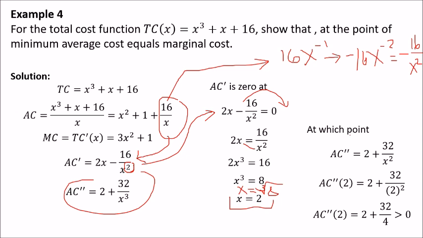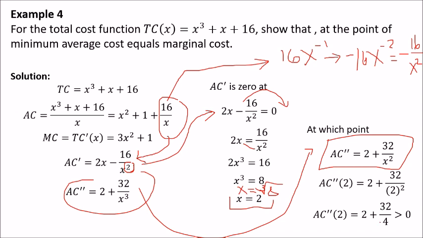So, papasok na yung second derivative test. This one. Okay? So, kinuha natin galing doon, that value. So, i-substitute natin yung 2 dyan para makita natin kung yan ba ay greater than 0 or less than 0. So, AC double prime of 2 equals, substitute lang doon sa x. 2 plus 32 over 2 squared is 32 over 4.